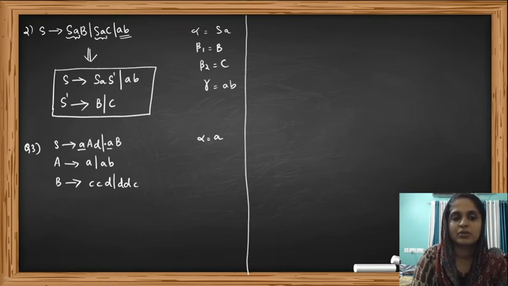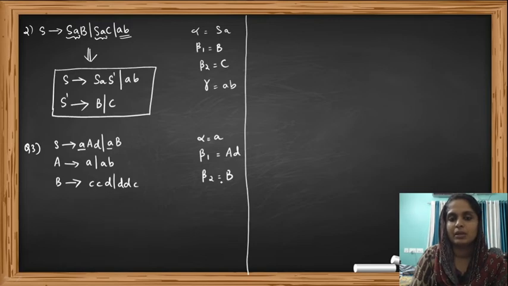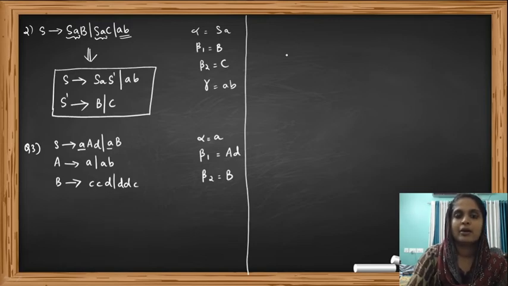There are two terms with the common factor, right? So there will be beta 1 as well as beta 2. Beta 1 is, in this first production, AD. So beta 1 is equal to AD. And what is beta 2? In the second term, what is beta 2? Capital B. So B. Now we can write our solution.